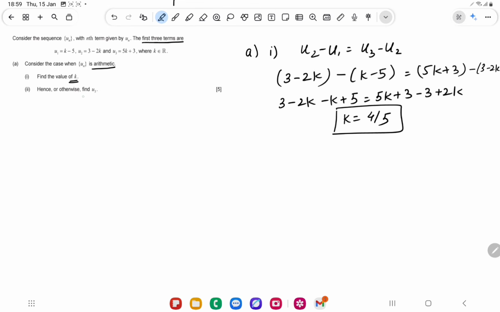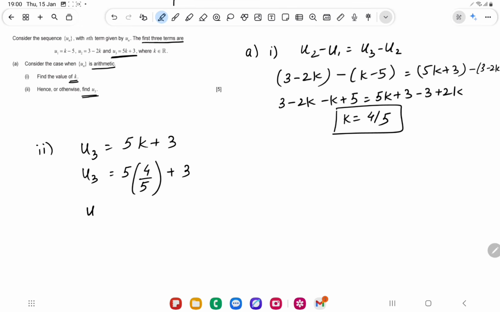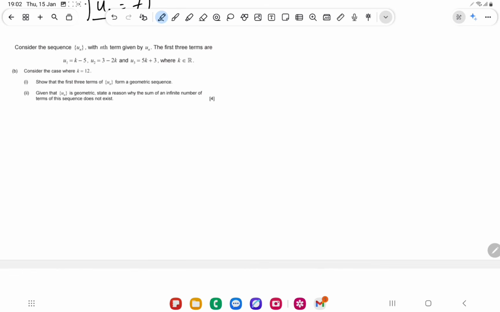Now for the second part, it says we have to find u3. As you can see, u3 is equal to 5k plus 3. So we can substitute the k value from the first part as 4 by 5 and we will get u3 as 4 plus 3, which is nothing but 7.